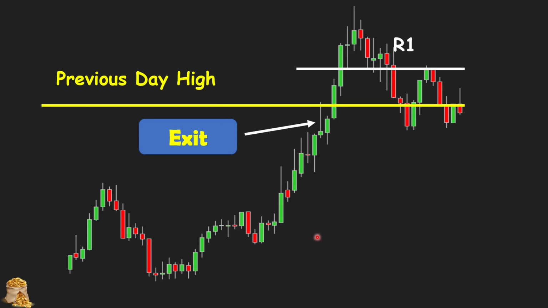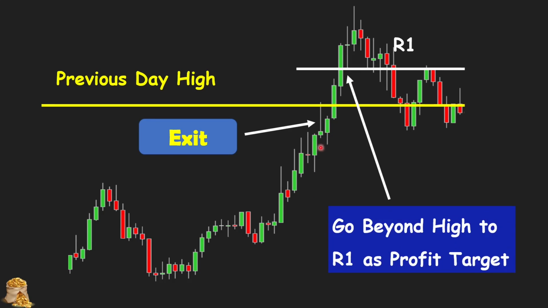But at the same time, you also see the market goes up even further later on. And then you notice that there's an R1 here. This is the pivot level. So some of the other traders may use R1 as the profit target or exit the market. So this is another topic, and I will have another video. But you need to understand the market goes by levels. So if you're using the previous day's high, some other traders may use the R1.